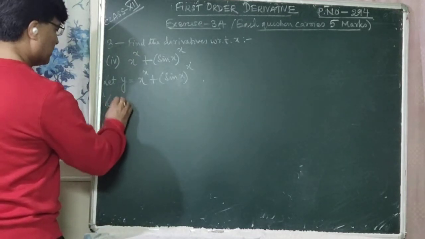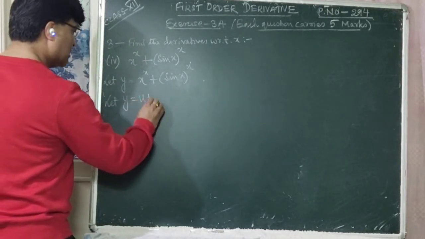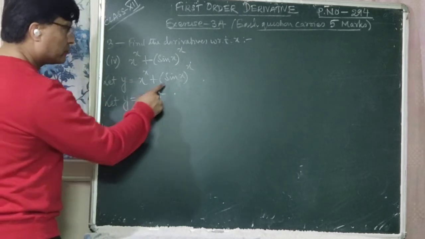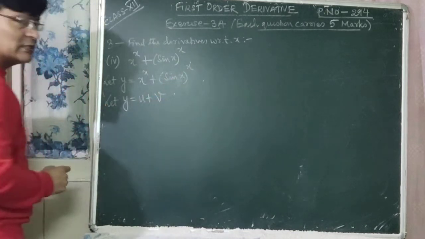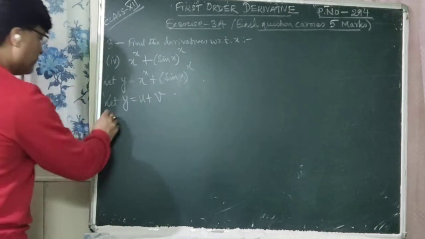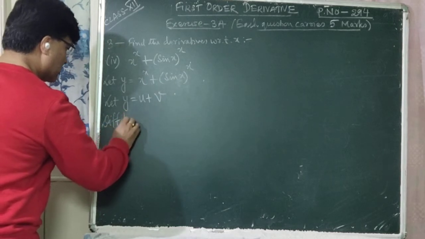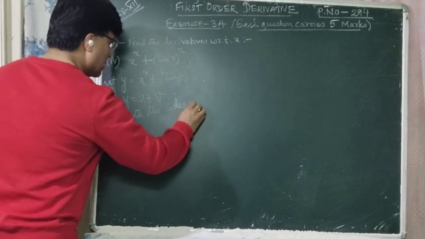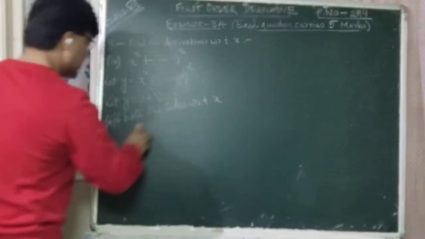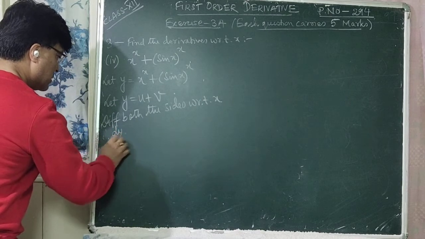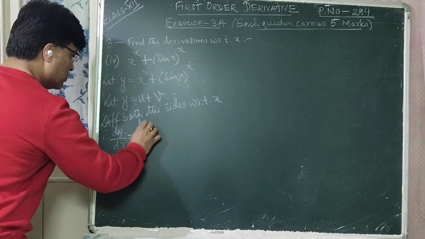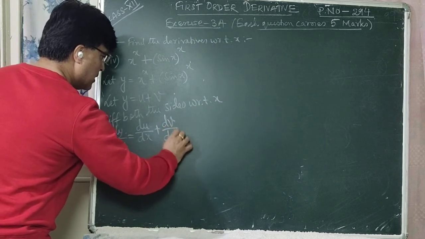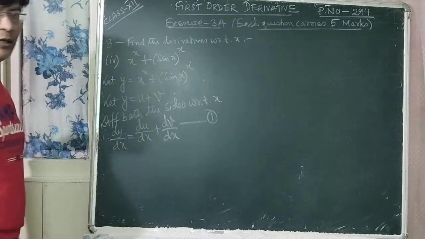So first of all, you should take let y is equal to u plus v. That is, x to the power x is taken as u and (sin x) whole to the power x is taken as v. Okay. So let us differentiate both the sides with respect to x now. So what do we get? dy by dx is equal to du by dx plus dv by dx. Let us mark it number 1.